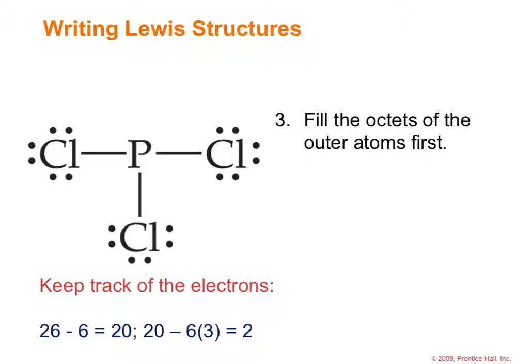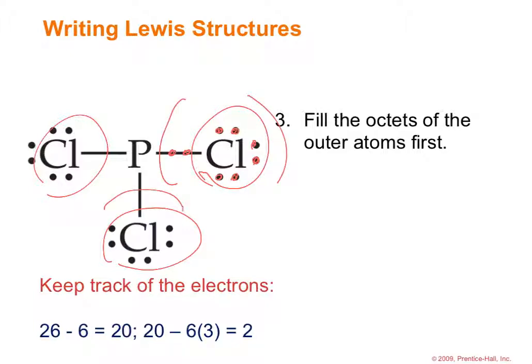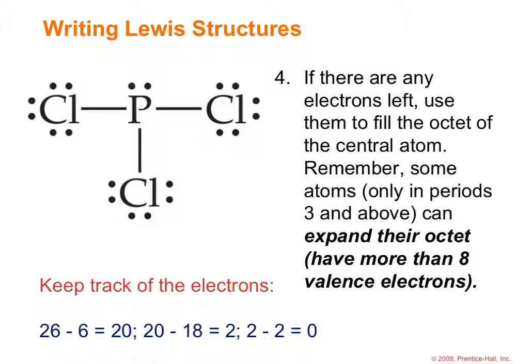Then give the outer atoms, that means all the atoms except for the central one, an octet. So add enough dots so that each of these outer atoms has a total of 8 electrons around them, a full outer shell. And so at this point, since we have just made 3 octets, we have 3 times 8, or 24 valence electrons we've placed. Remember that we have to place 26, so we have 2 more electrons we've got to figure out where to put. Which brings us to step 4.